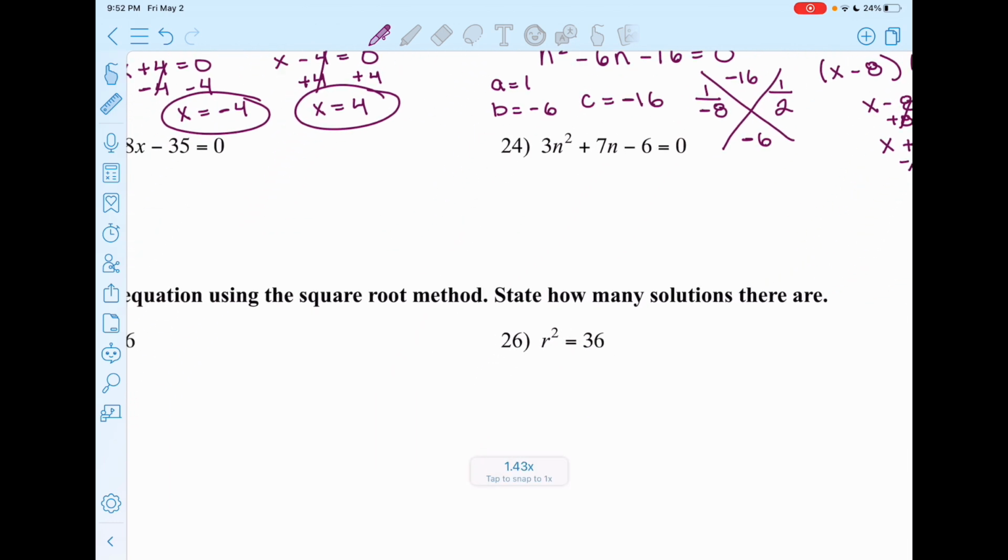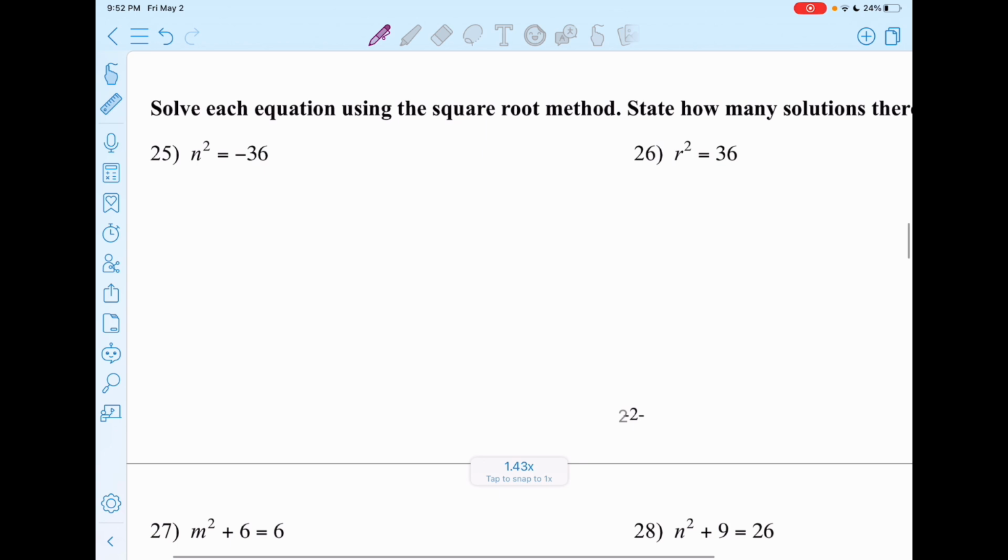Now let's talk about solving by taking square roots. In number 25, I have n squared equals negative 36. To get rid of the square, I square root. But remember, we can't take the square root of a negative number. So if you ever notice that you have a negative number in your square root, all you have to write are no real solutions.